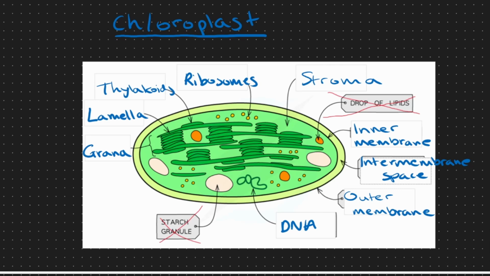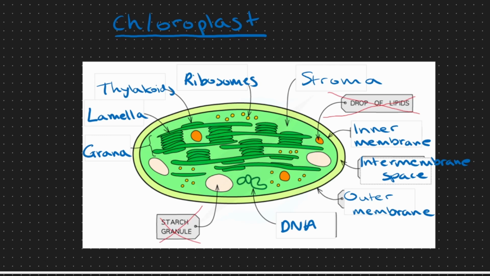Now, you might have noticed I had crossed out two of the labels, the starch granule and the drops of lipids. This is because these are not indicated in the European Baccalaureate S6 syllabus. However, these are still interesting to know, which is why I only crossed them out so you can still see what's actually written. As a quick note, we need to remember that both mitochondria and chloroplasts have a double membrane. They both contain their own DNA and ribosomes, and they're both involved in energy conversion. Mitochondria release energy from glucose as ATP, while chloroplasts capture energy from sunlight to make glucose.